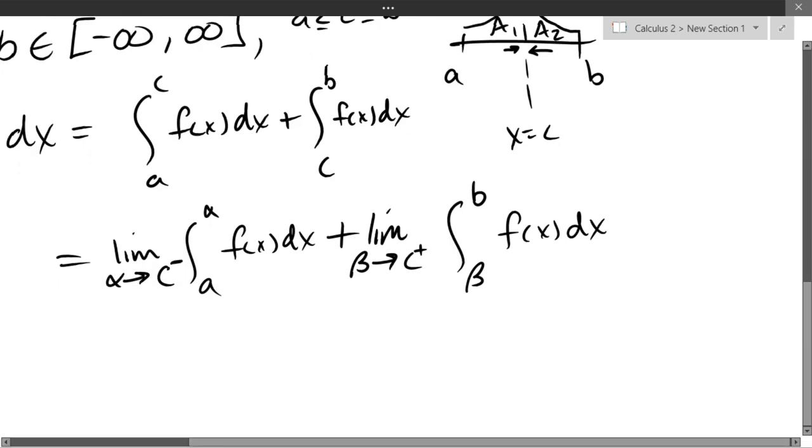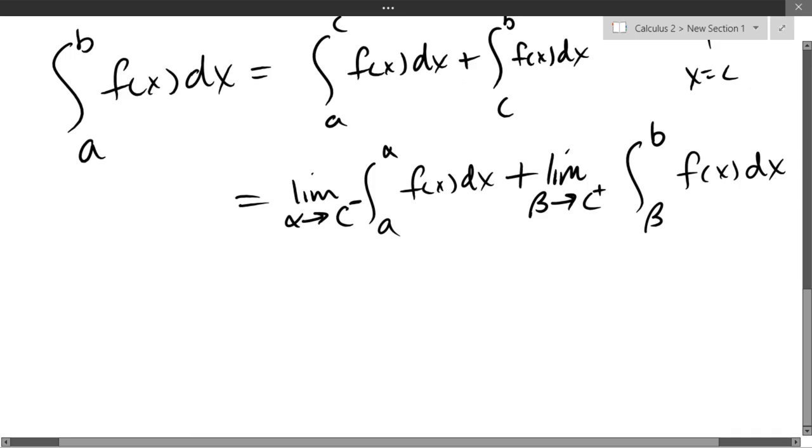And again, you do the integral first, limit second. So that's every single improper integral, you go integral first, limit last.